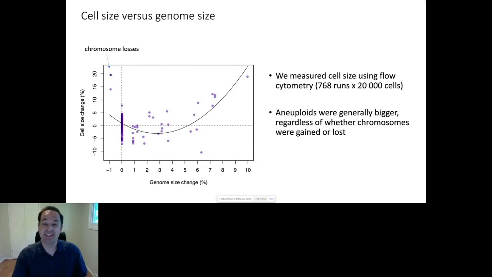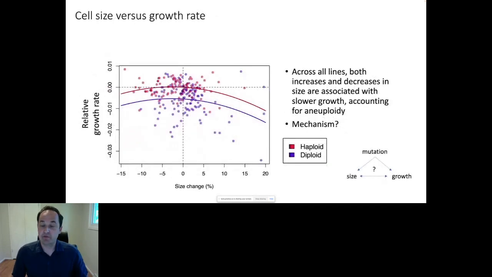In that case, we would expect to see generally a correlation between cell size and growth rate. But when we look at all of our lines together, accounting for aneuploidy in the diploids, we see a somewhat different pattern. So here at the center dotted line is the ancestral cell size and the ancestral growth rate. And so for both haploids and diploids, it seems that having either a decrease or an increase in cell size was associated with slower growth.